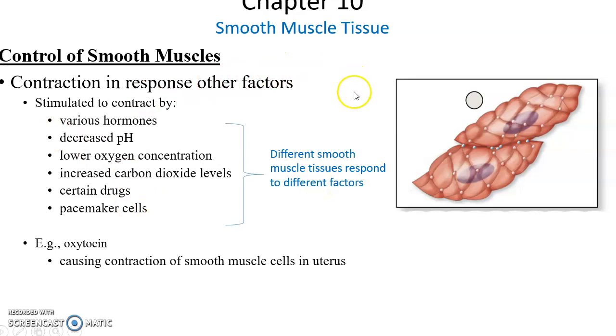Other things can affect smooth muscle tissue contractions, lots of things. Hormones, pH, oxygen levels, carbon dioxide levels, drugs, lots of things. So for instance, oxytocin is a hormone that can stimulate the contraction of smooth muscle cells in the uterus. So certain smooth muscle tissues respond to different things in different ways.